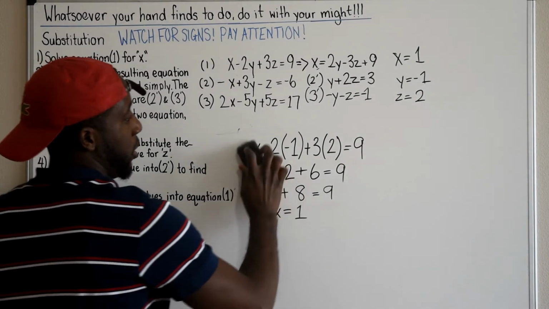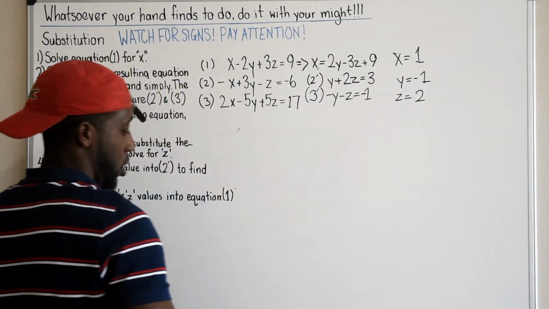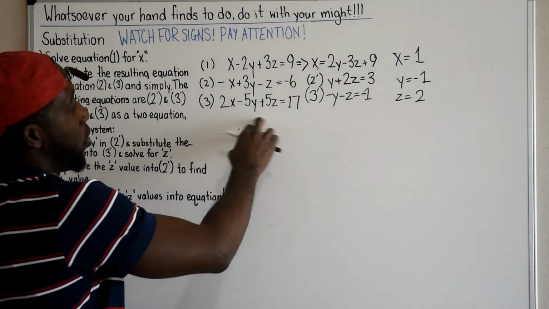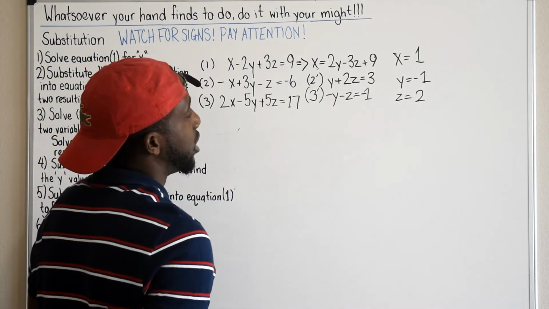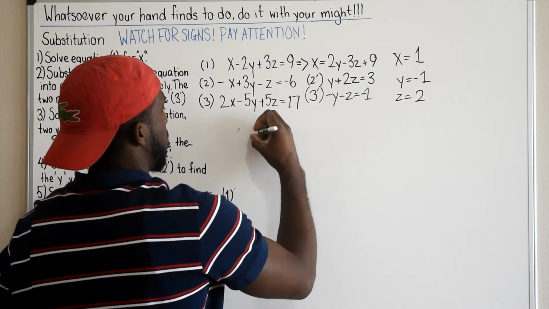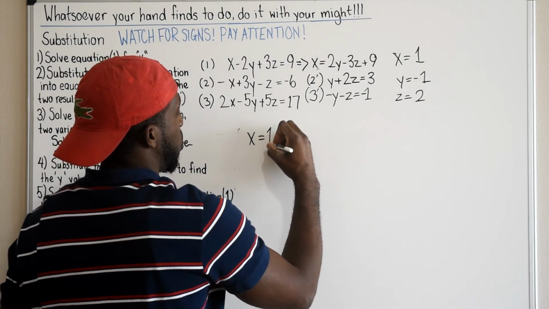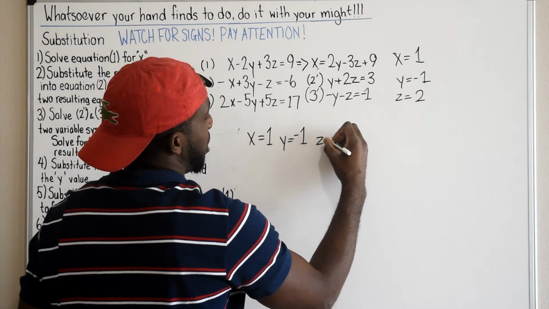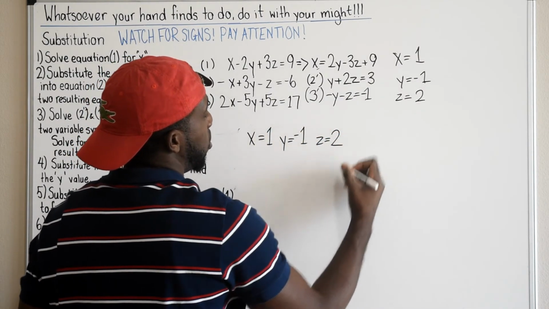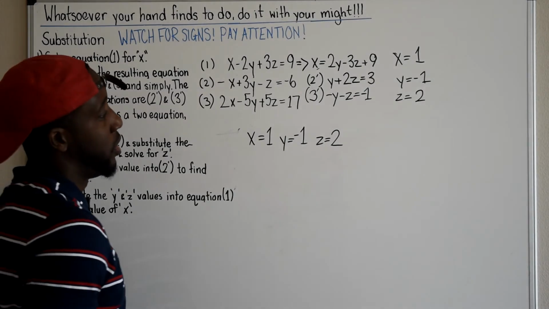So this system right here has one solution, and it's this triplet right here. So my solution is x equals 1, y equals negative 1, and z equals 2. Simple.